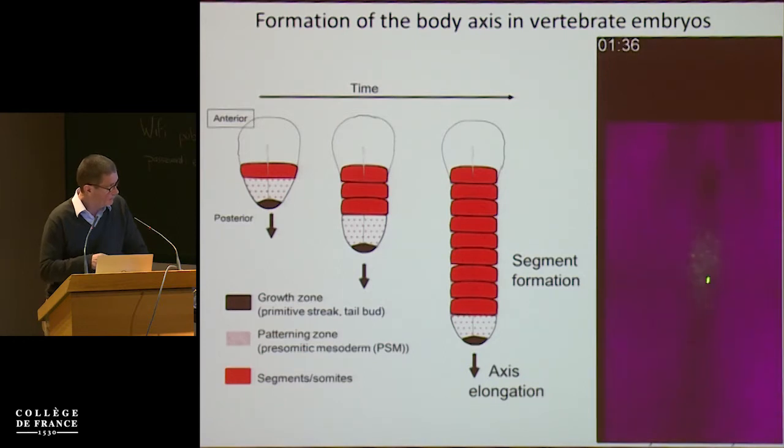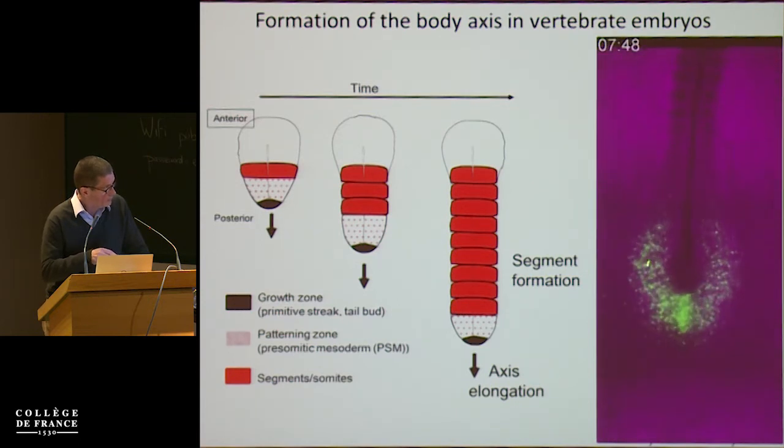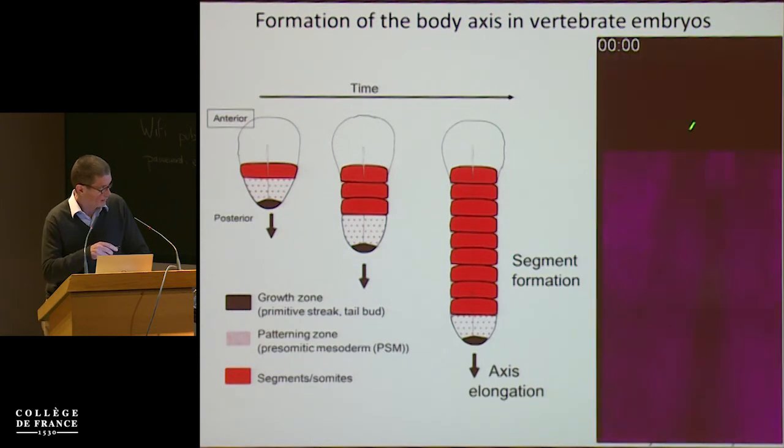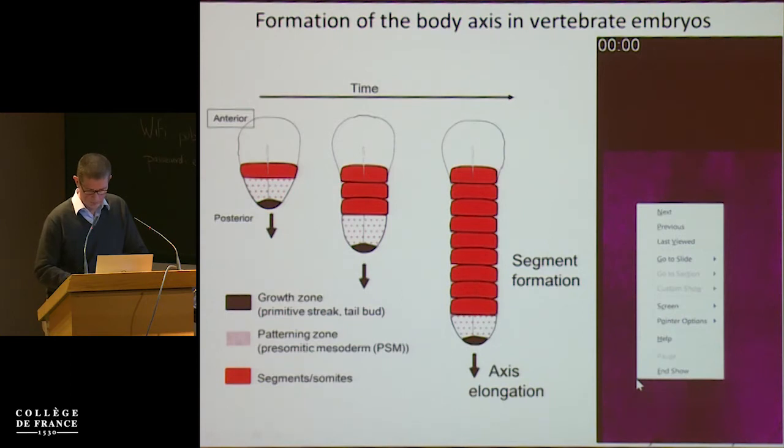And what you see here is the primitive streak. So this is the growth zone. And you see that it moves posteriorly. And while it moves posteriorly, it releases cells that will form the presomatic mesoderm and eventually form the embryonic segment. So this is a very dynamic process, which in fact resembles a bit the way a plant meristem would work, a shoot meristem, for instance.